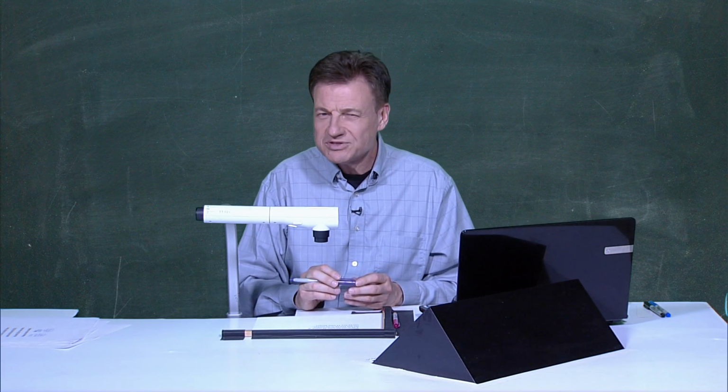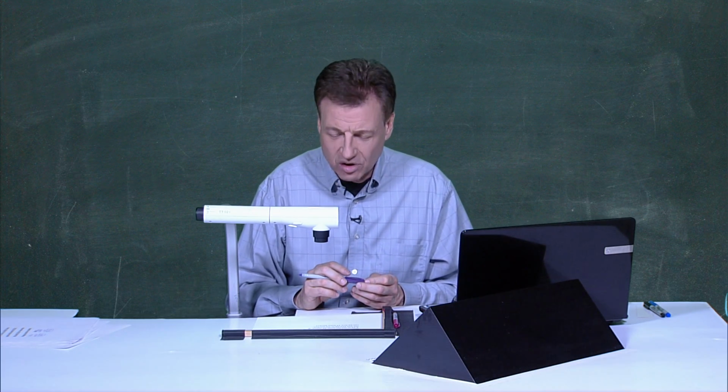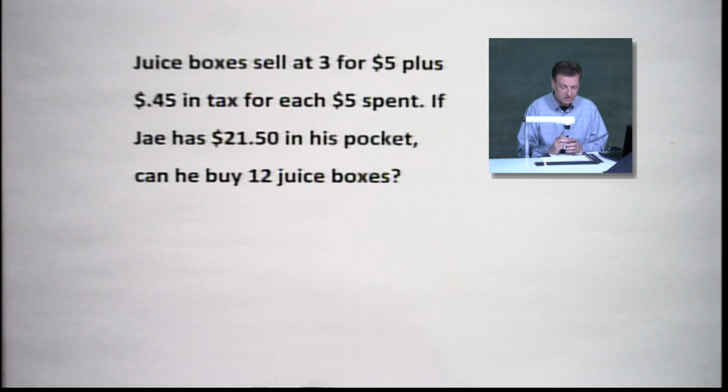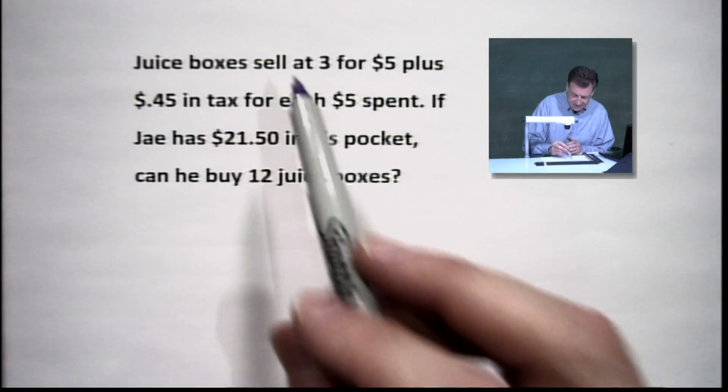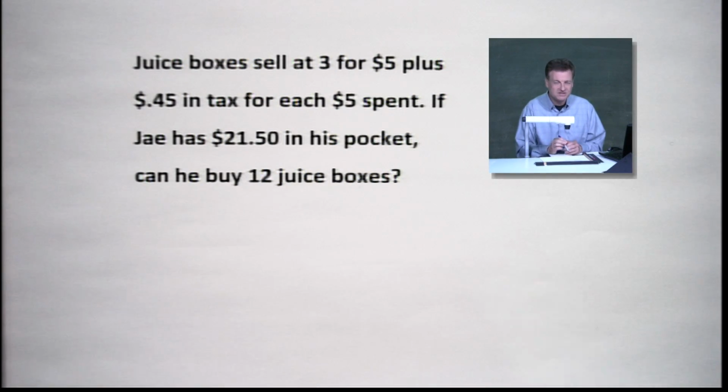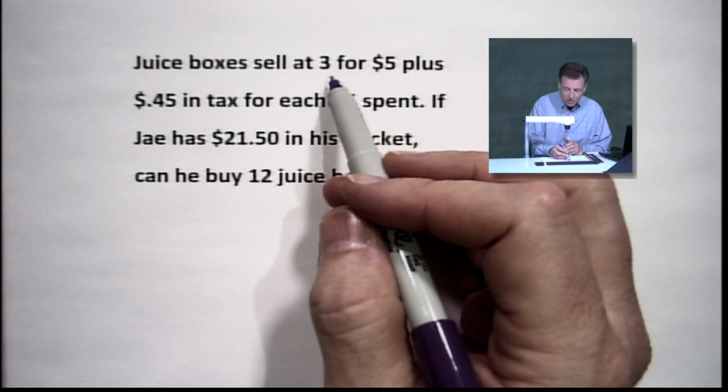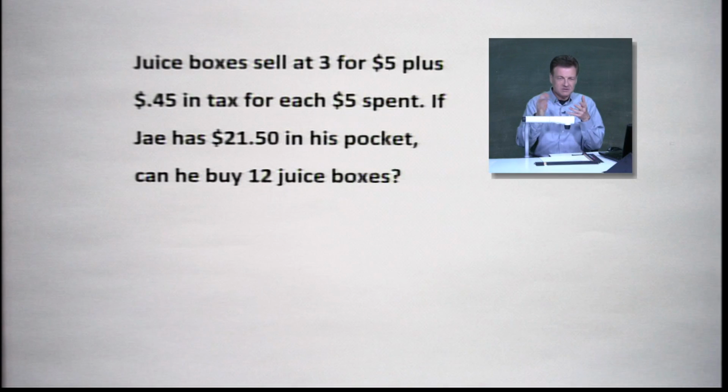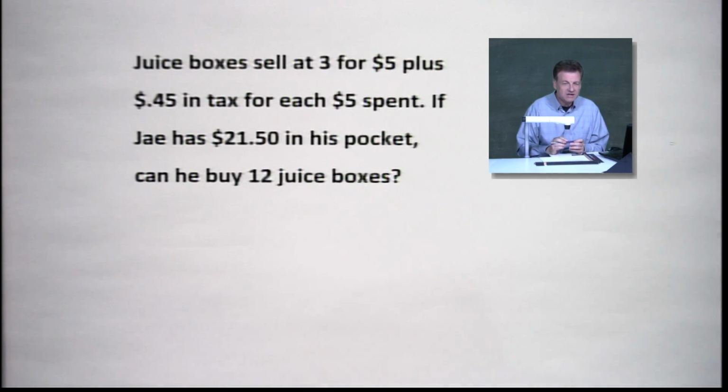So sometimes we see problems that are a little bit more complex. So let's see what's going on here. We've got juice boxes, so not just one, but boxes plural, selling at 3 for $5. All right, so they're going to be 3 for $5, and then they're going to give you 15 cents tax for each $5 you're spending. So 45 cents in tax for each $5 you're spending.